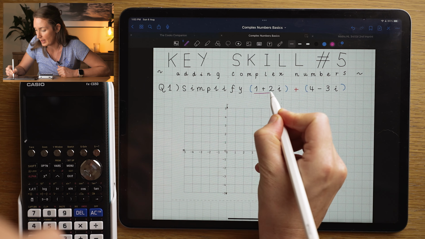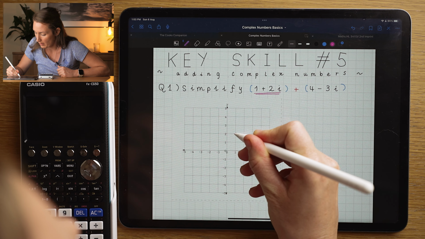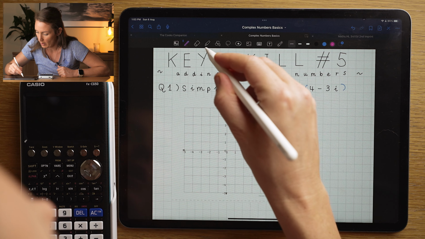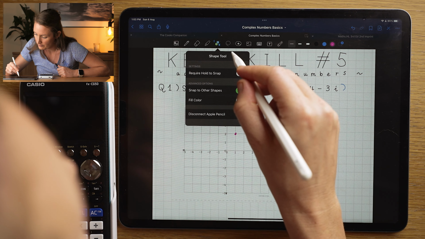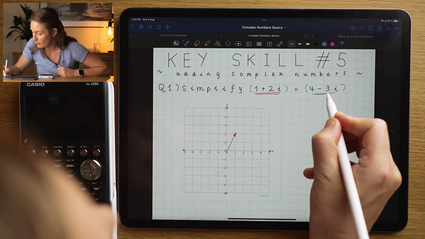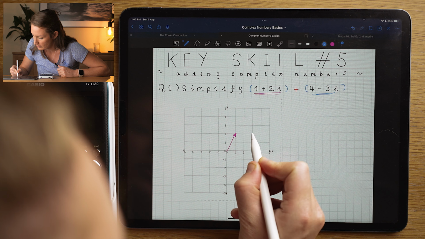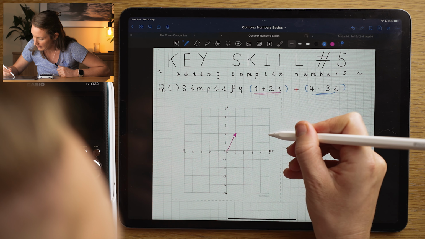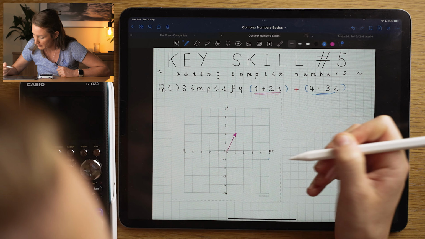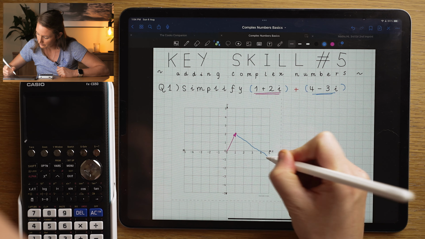So if we think about adding 1 plus 2i here, if we go along by 1 and up to 2i here on the Argand diagram, we can think about that as a vector. From there, we would need to add on 4 and minus 3i. So I'd need to add on 4 to the real part, 1, 2, 3, 4. And I would need to go down by minus 3 on the imaginary axis, 1, 2, 3. So that vector would look like this.